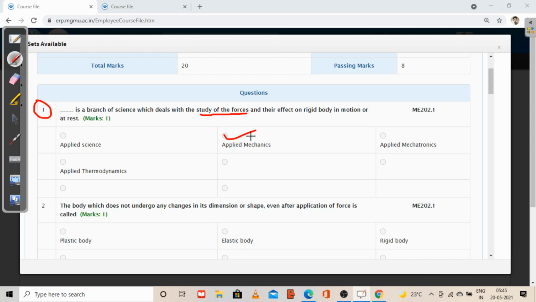It is very simple. Applied mechatronics is not the answer, applied thermodynamics is not the answer, applied science is also not an answer. Okay, so for the first question the right answer will be applied mechanics. Applied mechanics is the branch of science which deals with the study of forces and their effect on rigid body in motion or at rest. And what is meant by rigid body, we'll see in the second question.